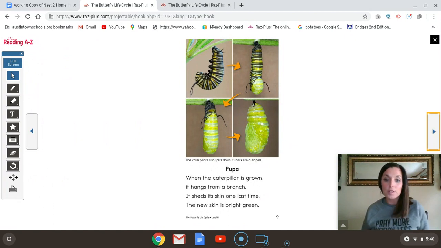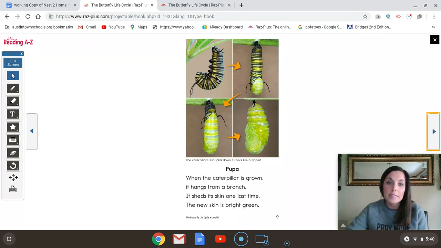Pupa. When the caterpillar is grown, it hangs from a branch. It sheds its skin one last time. The new skin is bright green. Wow, look at that. So then the caption says the caterpillar's skin splits down its back like a zipper.